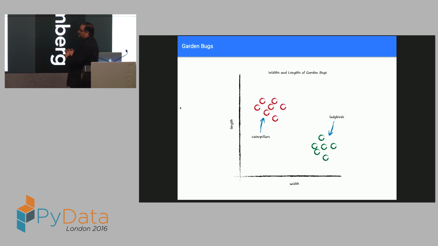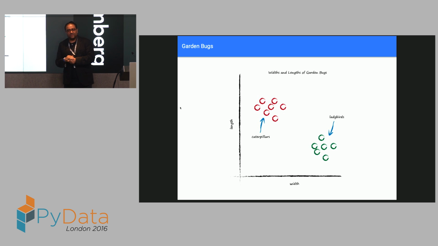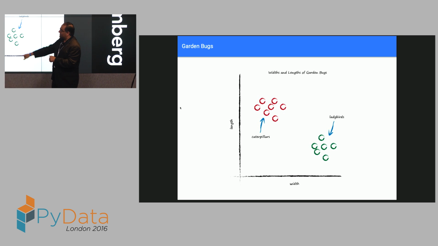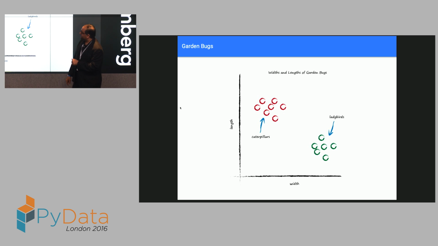Let's jump to the garden and imagine we're school kids and we've collected some bugs and we've measured their length and width, and we found that we've got two clusters. We've got caterpillars and ladybirds. The ladybirds are shorter and rounder. These are long and thin. So width and length. These are the ladybirds, those are caterpillars.